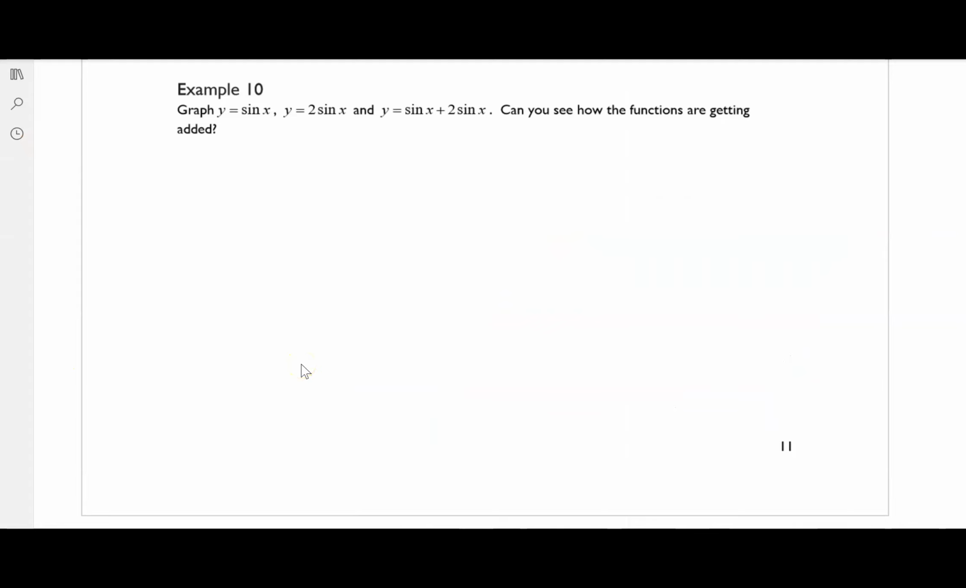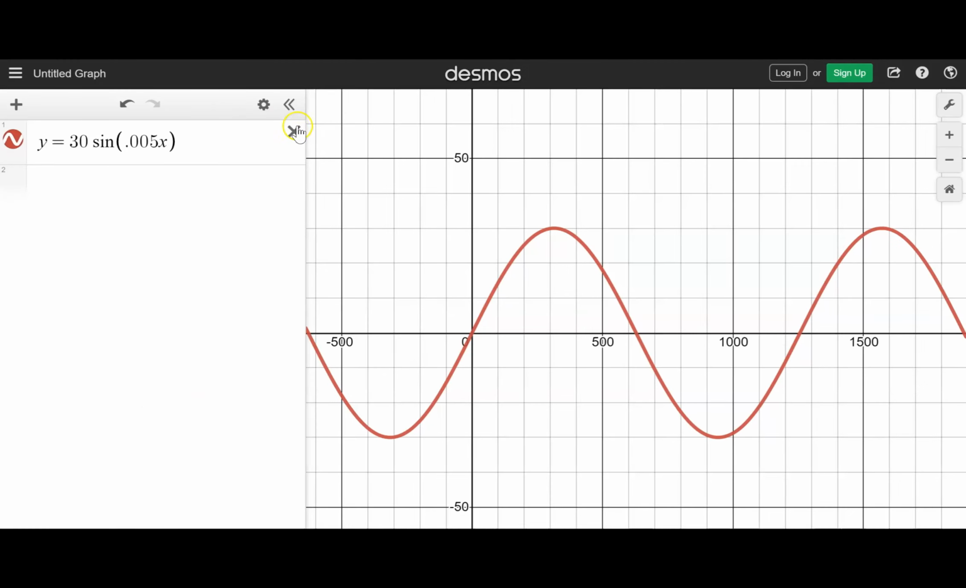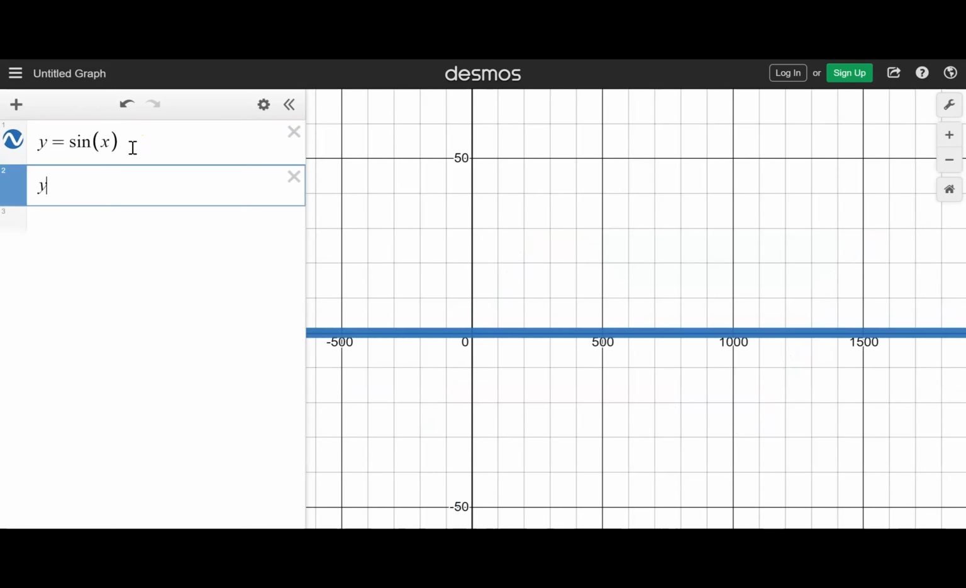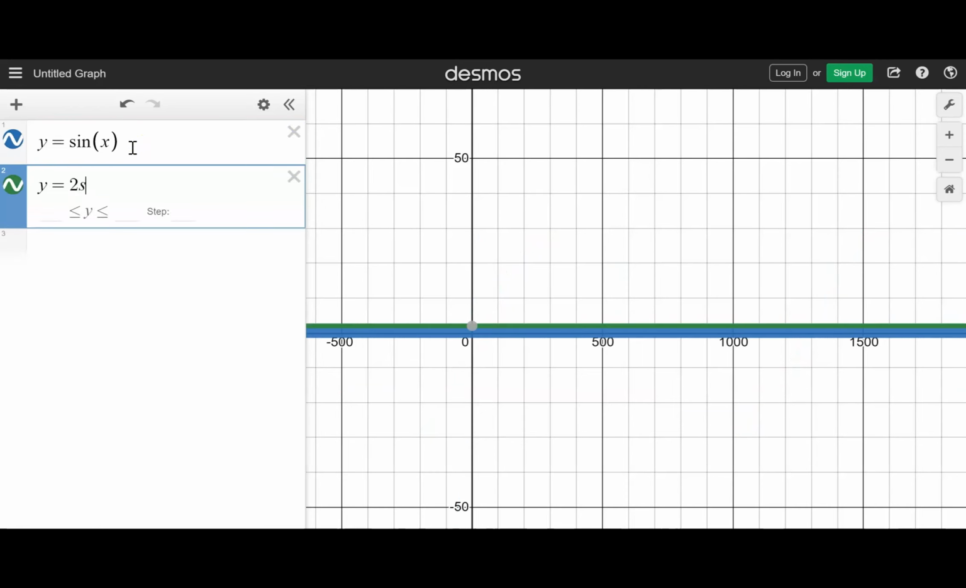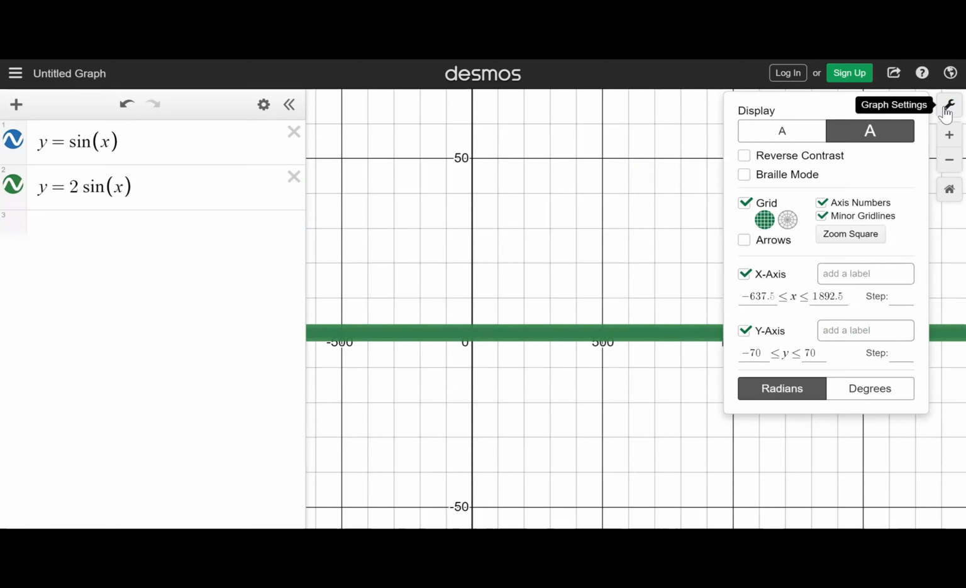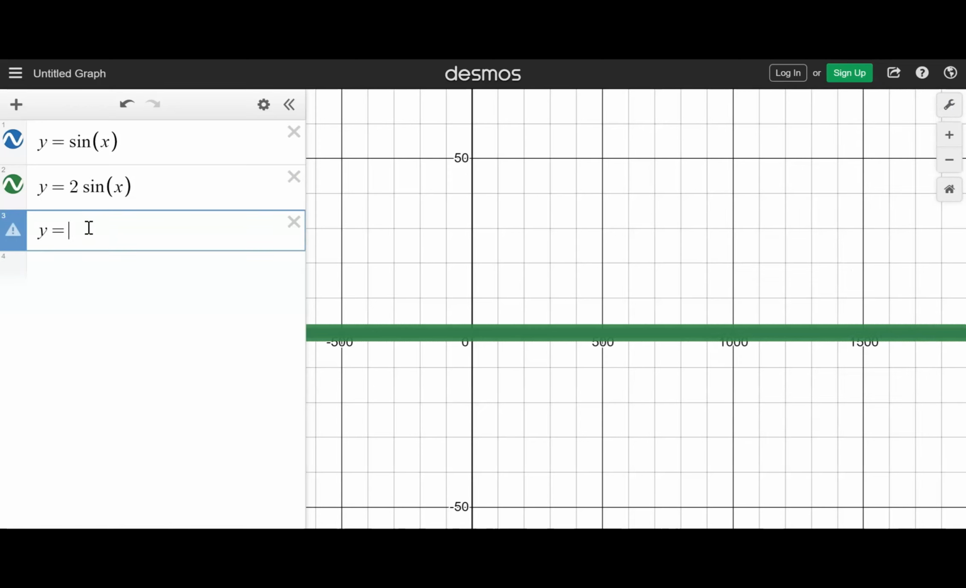Example 10 says graph y equals sine of x, y equals 2 times sine of x, and y equals sine of x plus 2 times sine of x. Can you see how the functions are getting added? So I'm going to show this in Desmos. We have y equals sine of x, y equals 2 sine of x, and then y equals sine of x plus 2 sine of x.